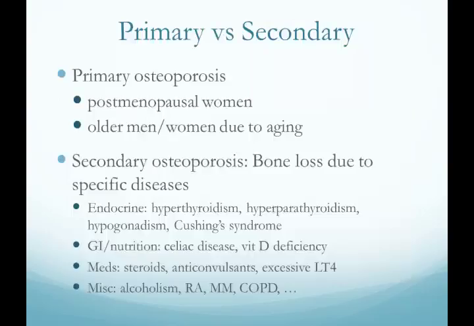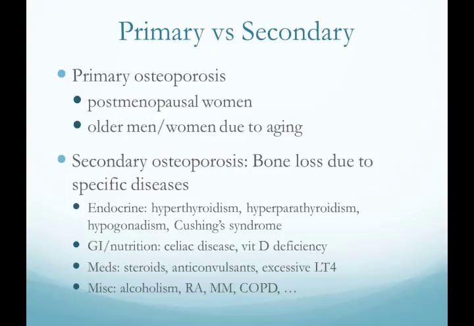Another way to look at osteoporosis is primary osteoporosis versus secondary osteoporosis. Primary osteoporosis is the osteoporosis that happens in postmenopausal women and in older women and men as part of normal aging, which now we know why, because of those defects that stay behind, not completely repaired. Secondary osteoporosis is due to specific diseases and can happen on top of primary osteoporosis. Then you'll be in really bad shape.